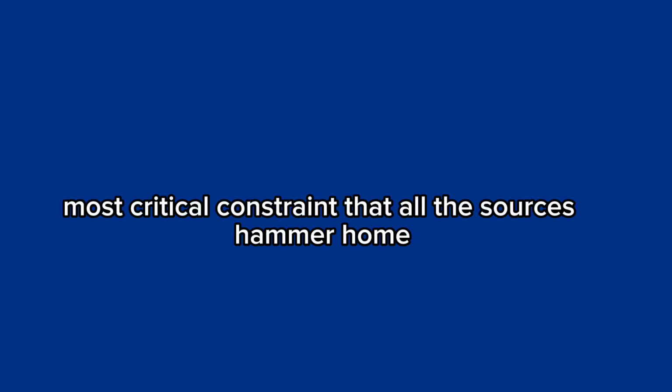Which leads us to maybe the single most critical constraint that all the sources hammer home. Congress has no general police power. It's such a powerful phrase. But what does it mean on a practical level? What is police power? It means Congress cannot pass laws just for the general health, safety, welfare, or morals of the country. Just because it's a good thing to do. Exactly. That power, the power to regulate for public health and safety, that's the traditional police power, and it's reserved almost entirely for the states.